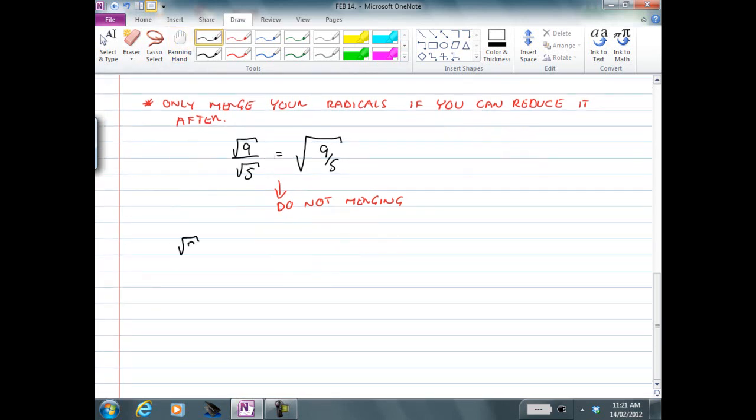This would be root 9 over root 5. Nope, you can't merge it, because when you merge it together, you get 9 over 5. Now 9 over 5 really can be broken down into something nice. Ah, you can simplify. Simplify the top for me. Serena, root 9 becomes 3 over root 5. I can't do anything to this. So a lot of you will circle this and say, hey, Miss Snow, we're done.